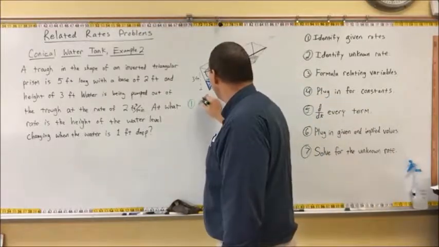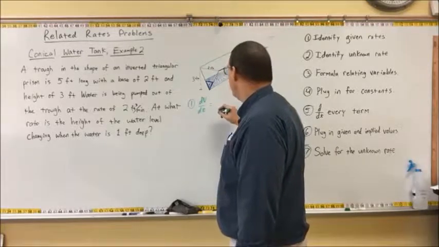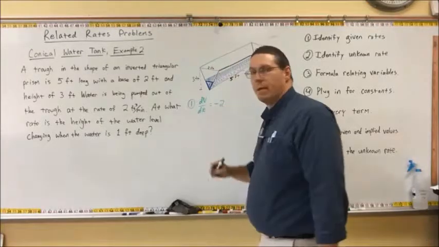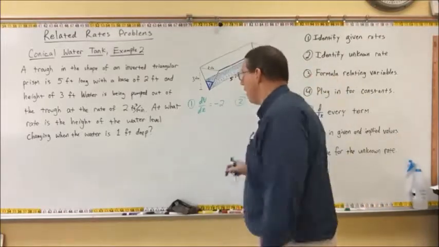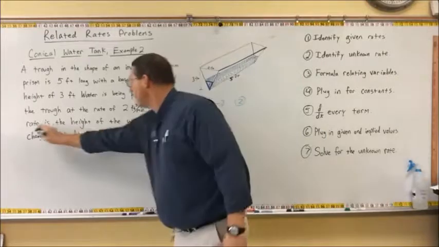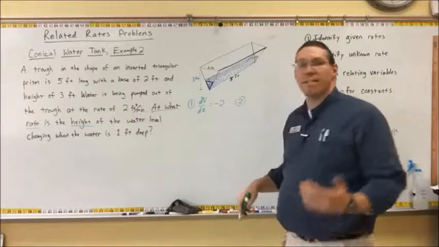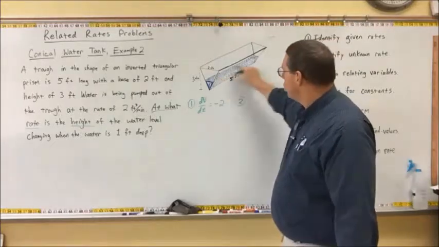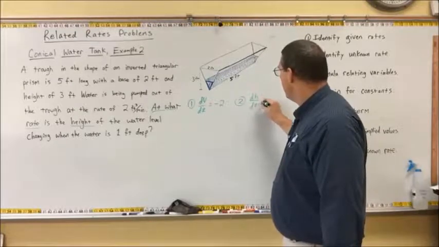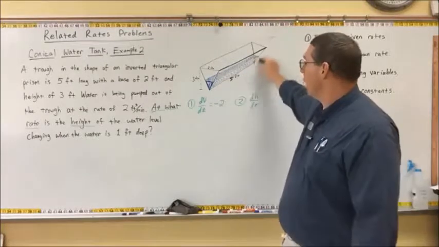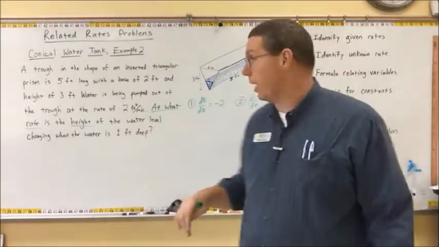Okay, so the rate of change in volume, dV/dt, is going to be equal to -2 because it's being pumped out. Step 2, we're going to identify the unknown rate. It says, at what rate is the height of the water level changing? So that's the height of the water shape, and dh/dt is what we're trying to find out for the water shape. The height of the trough is not changing at all. The height of the water is changing.